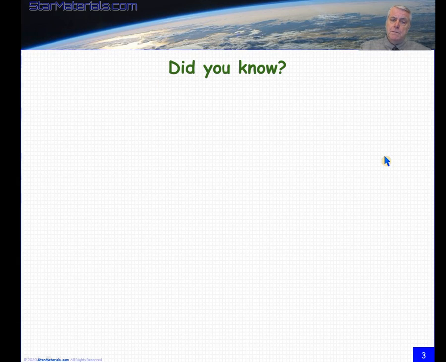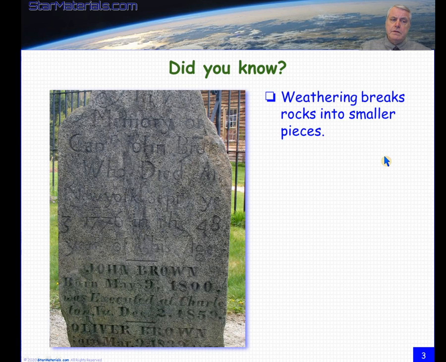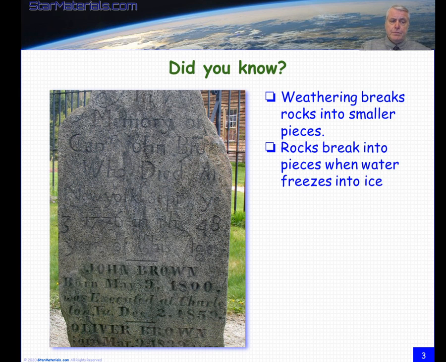Did you know weathering breaks rocks into smaller pieces? Always goes from big to small. The rocks break into pieces sometimes when water freezes into ice. Acid rain changes rocks chemically.